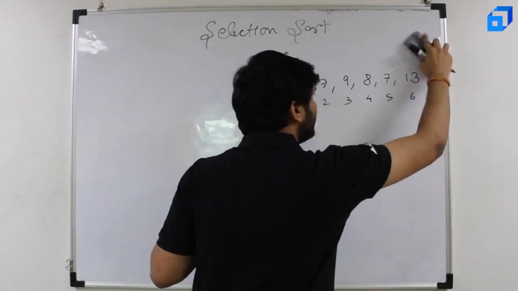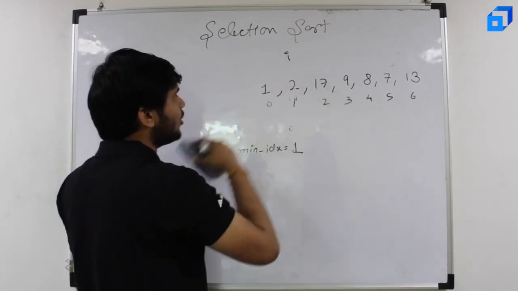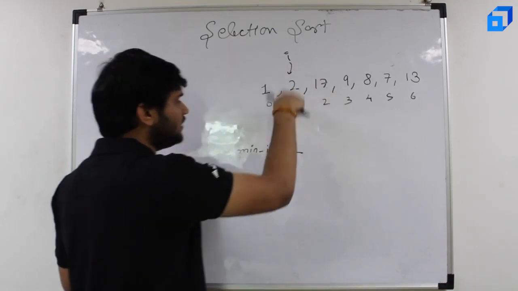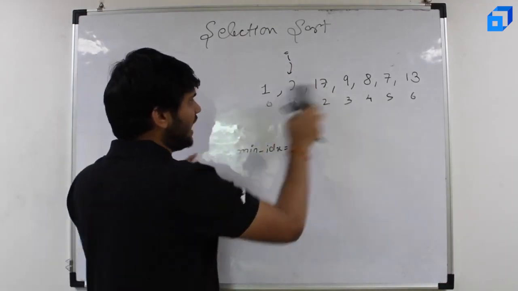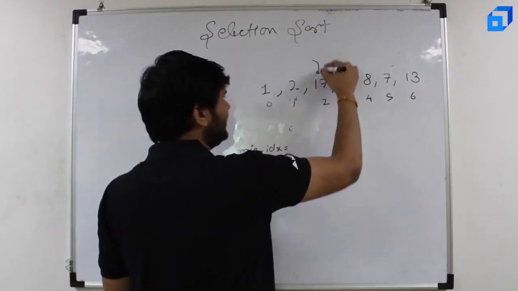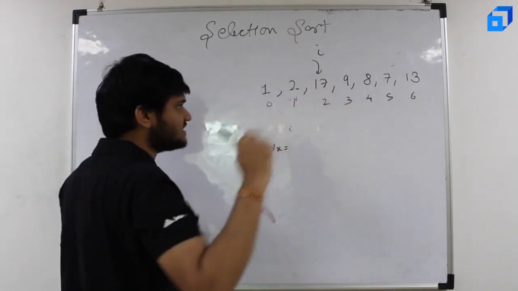So we will just complete the loop, and we will again swap the values pointed by the ith pointer and the minimum index pointer, and here both are pointing to the same element, so the array will remain in its original position, and we will increment the value of I. So here you can see we have also placed 2 at its best position.